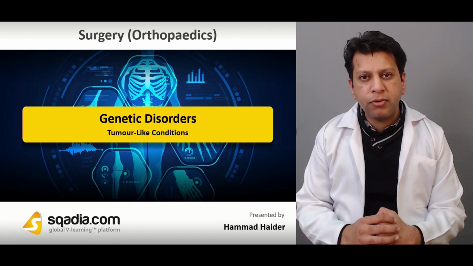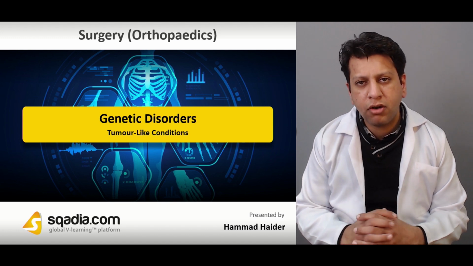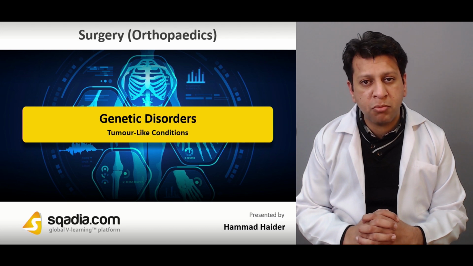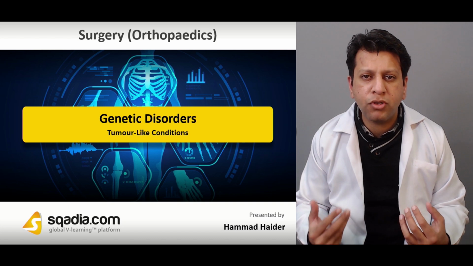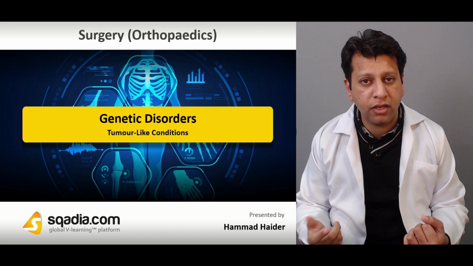Now we are moving towards the second section, that is the tumor-like conditions. As the name suggests, they're not actually tumors. They're outgrowths from the bone and usually may present as a mass. Any outgrowth can be termed a tumor, but usually they are not actually tumors. Rather, they are benign conditions which usually present like a tumor.